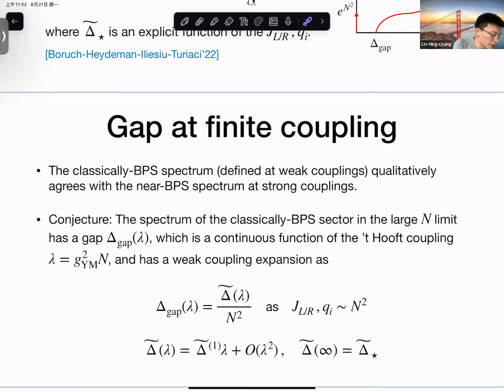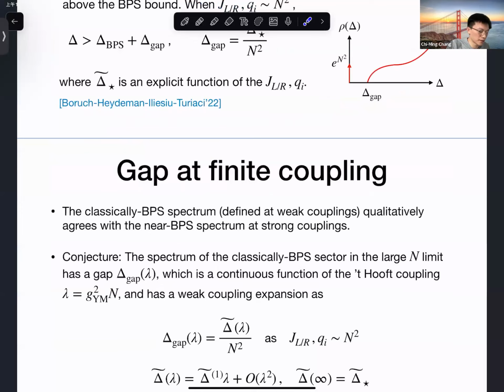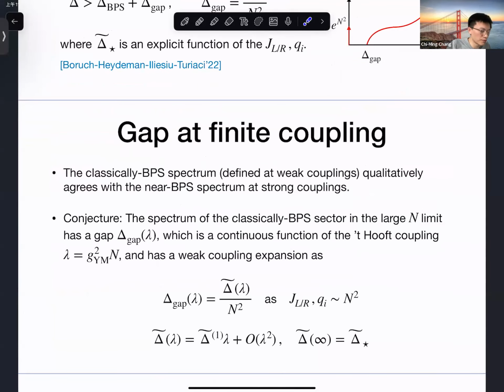So we conjecture that even at weak coupling, the gap also scales with n squared, and this numerator has a small lambda expansion. If we are powerful enough, if we can go to larger n, we should be able to extract this delta tilde 1, the one-loop piece, and at lambda equals infinity, it should match with the bulk result, this delta tilde star. Of course, if we really want to give more evidence for this conjecture, we need to go to larger n and larger charge.